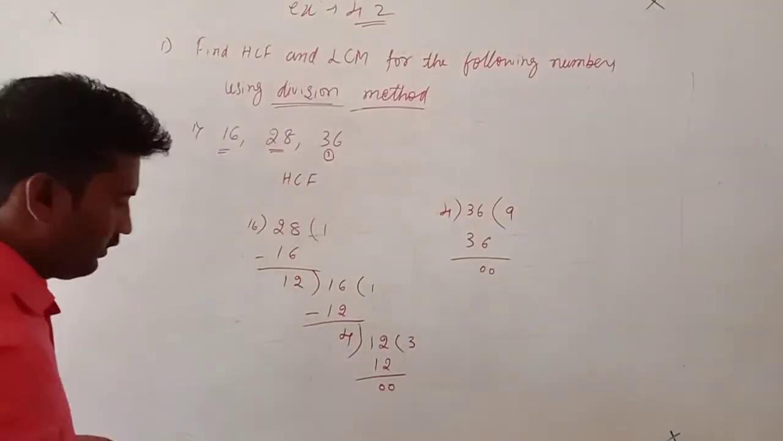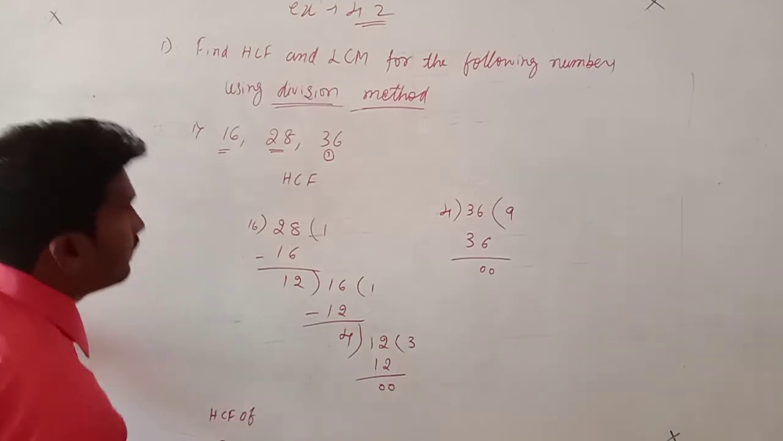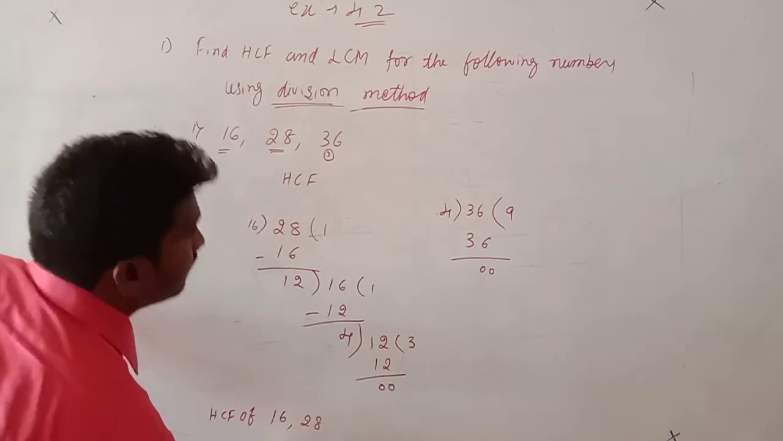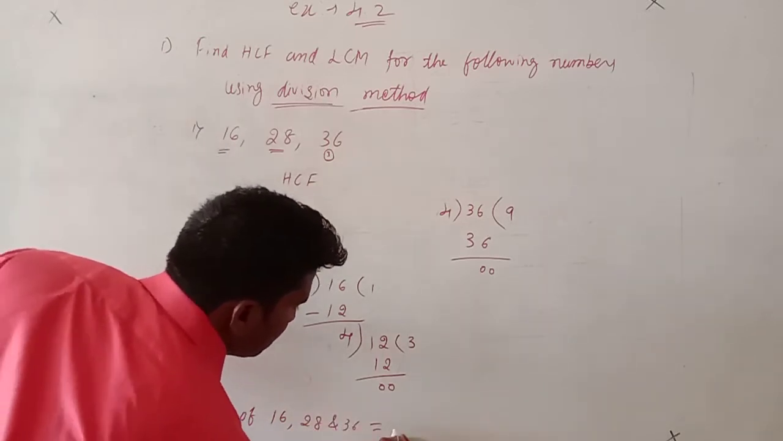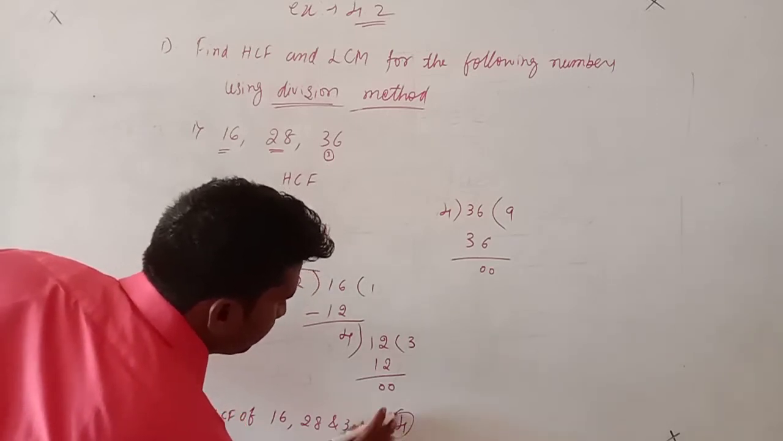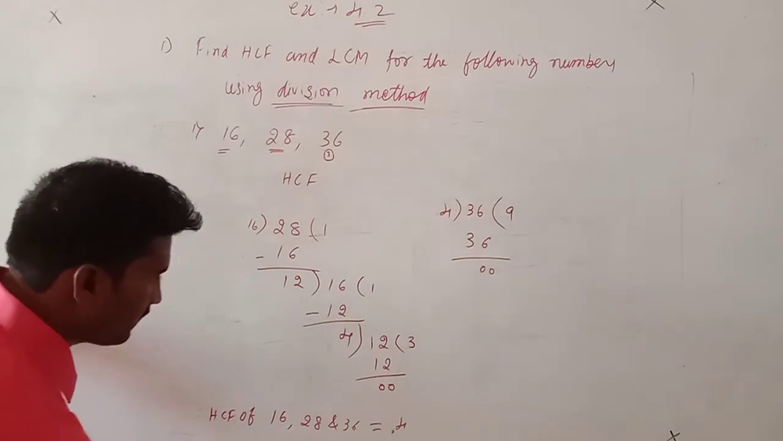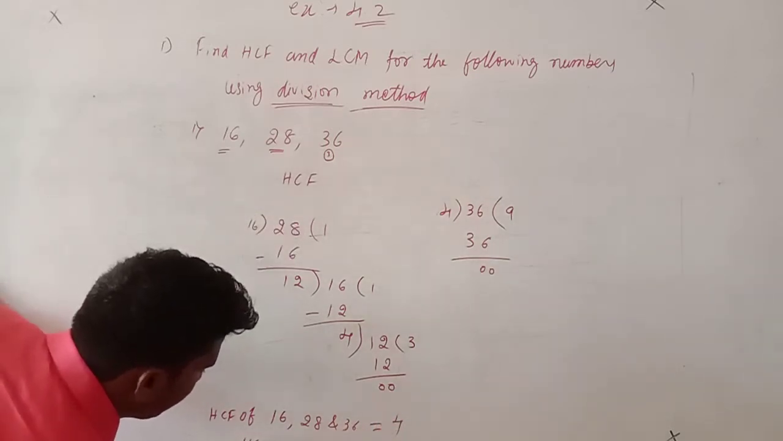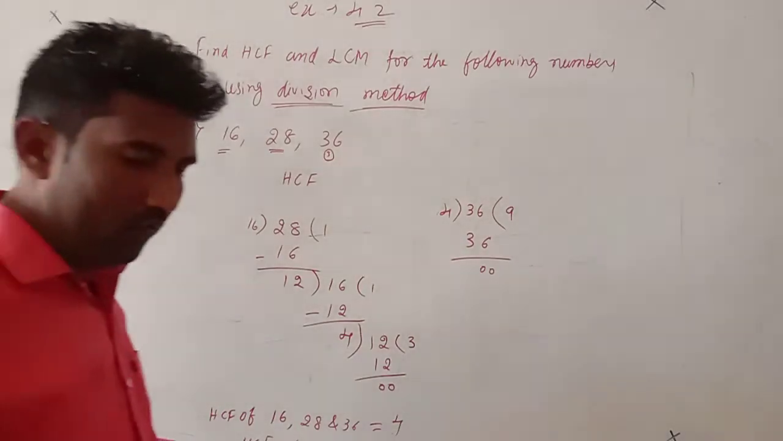So I am writing here: therefore, HCF of 16, 28 and 36 is equal to how much? It is 4. So the answer is HCF equals 4.